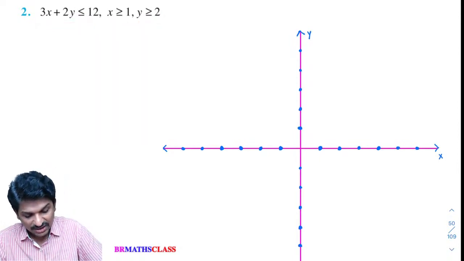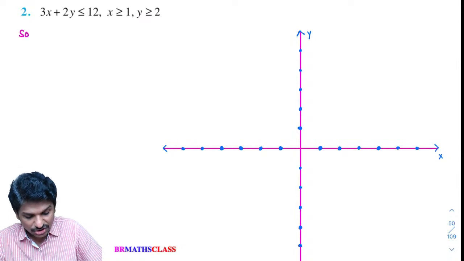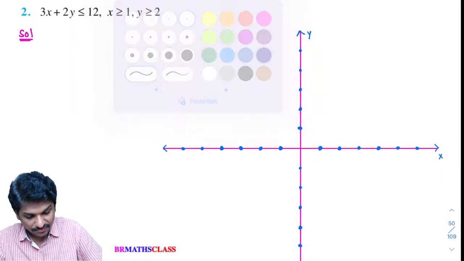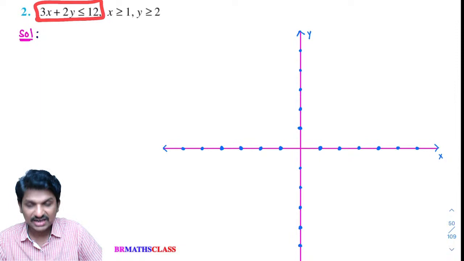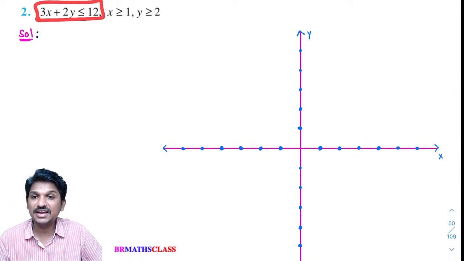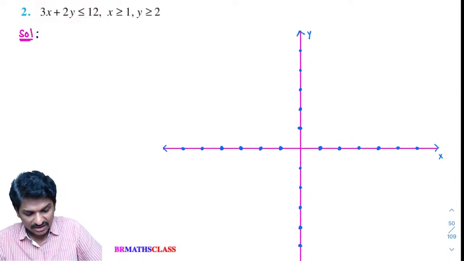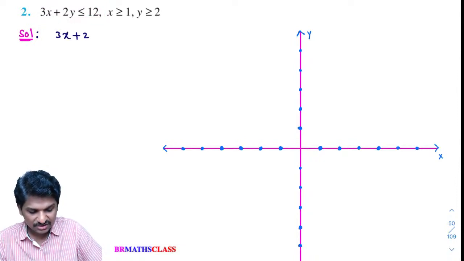So what I'll do now is the solution. First take this inequality, 3x plus 2y less than or equal to 12. What will we do first? The less than or equal to symbol is there, right? You remove it and keep equal. 3x plus 2y equal to 12.